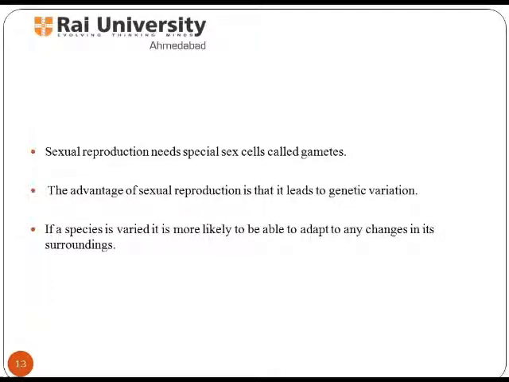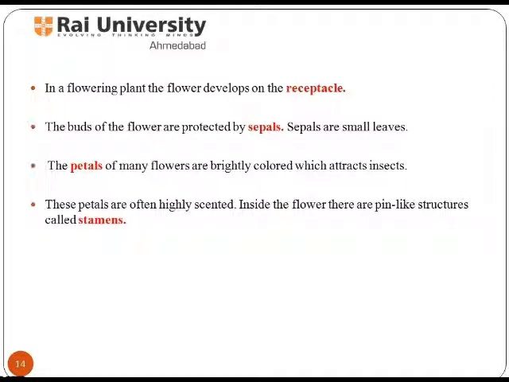In a flowering plant, the flower develops on the receptacle. The buds of the flower are protected by sepals. Sepals are small leaves. The petals of many flowers are brightly colored, which attract insects. These petals are often highly scented. Inside the flower, there are pin-like structures called stamens.